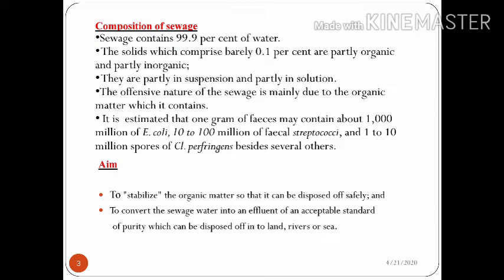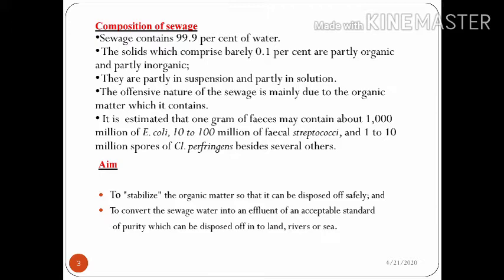The organic matter decomposes according to the laws of nature, during which process it gives an offensive smell, offensive odor, that is, a stinky smell. In addition, sewage is charged with numerous living organisms derived from feces, some of which may be agents of disease, pathogenic agents. It is estimated that 1 gram of feces may contain about 1,000 million E. coli, 10 to 100 million fecal streptococci, and 1 to 10 million spores of Clostridium perfringens, besides several others.